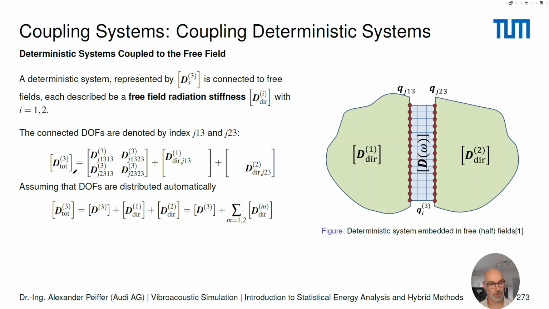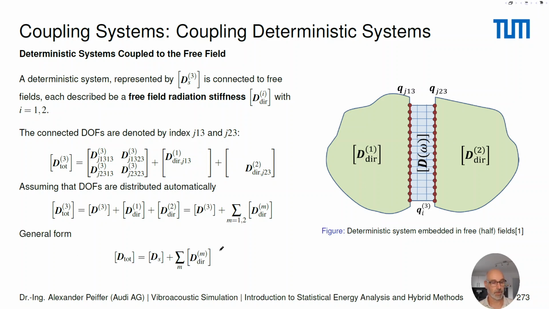We call it the total stiffness matrix because this is the stiffness matrix of some deterministic system embedded in some free field radiation. A practical implementation of this would be that you take some sheet of metal and put it in the fluid, in air or in water. This would represent the same configuration as you can see it here.